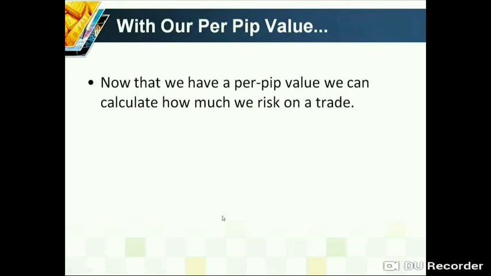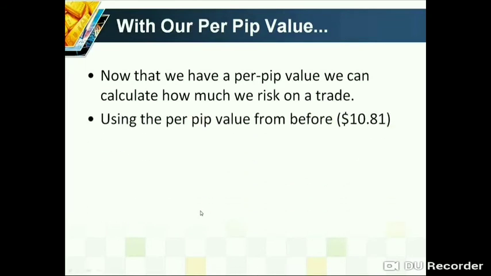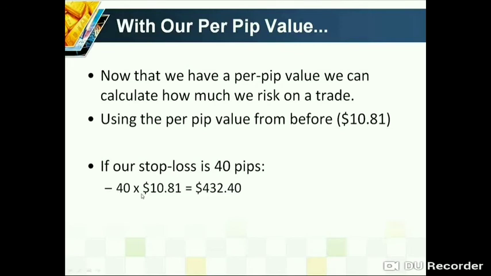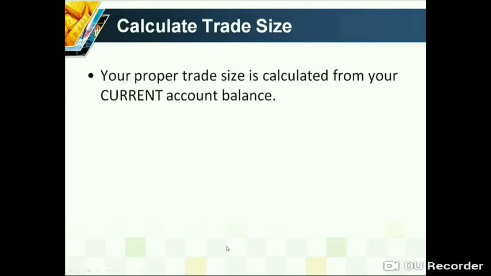With our per pip value, we can now calculate how much we can risk on a trade. So from using the number we calculated before of 1081, if our stop loss is set to 40 pips, then 40 times 1081 means for every lot that we're trading, we will be risking $432.40. And from that, we can also work to calculate a trade size and then calculate how much we are allowed to risk.